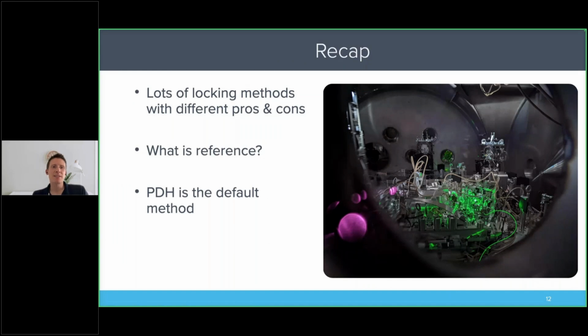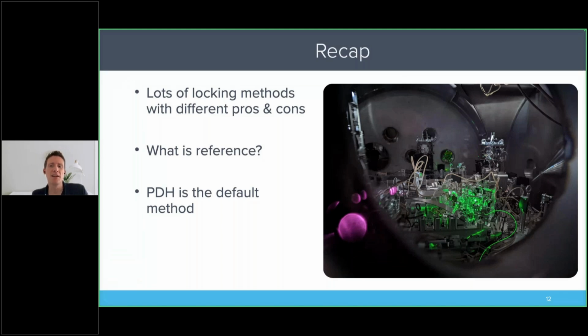So lots of ways to lock cavities. They all have their pluses and minuses. It really just comes down to what's the reference. Is it some voltage or sample of the laser, like side of fringe locking? Is it sidebands like PDH? Is it a polarization mode or a higher order spatial mode, like some of the other techniques?